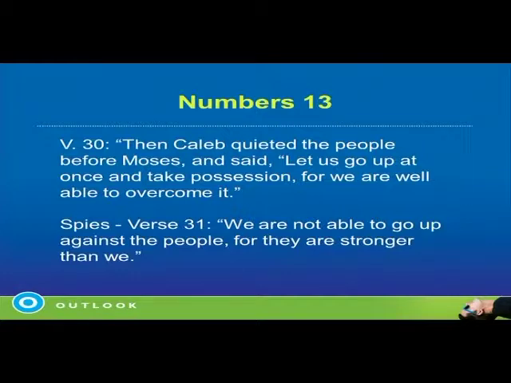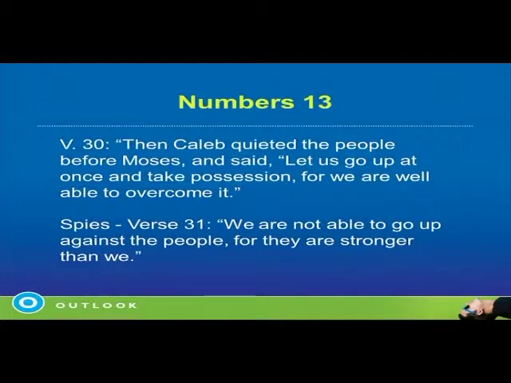And Joshua piped in, he said, listen, God is giving us this land, we can go take it. And then the people had the nerve to suggest, let's stone Joshua and Caleb. They said, let's find us a leader who will take us back to Egypt, because it'd be better to go back to Egypt than to die here like this. And that ticked God off when that happened.